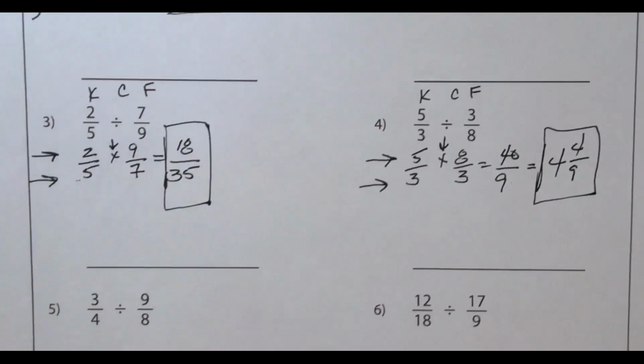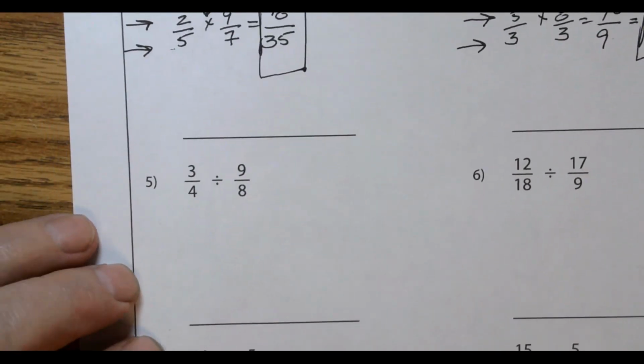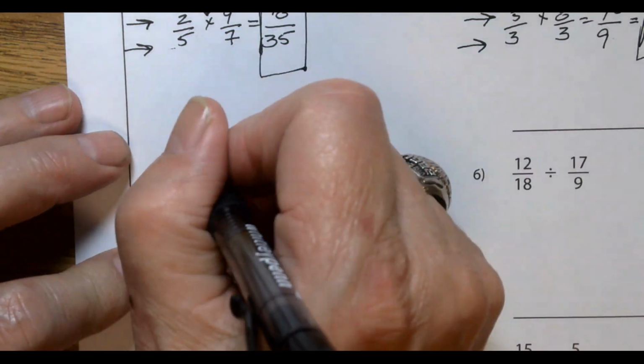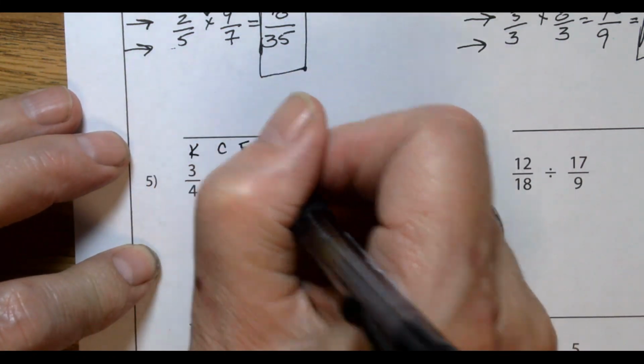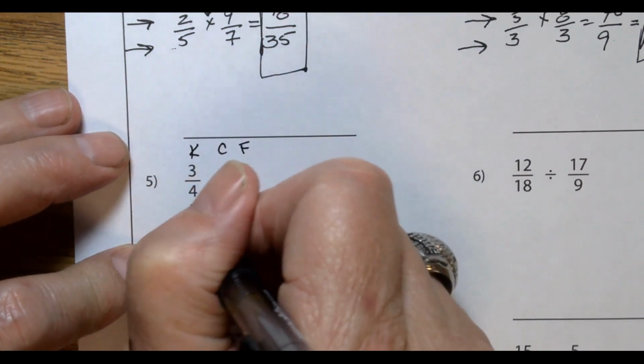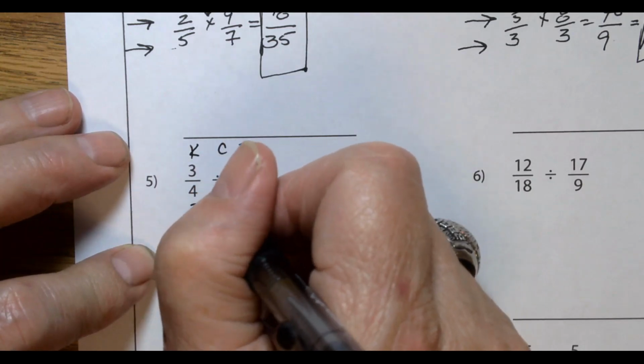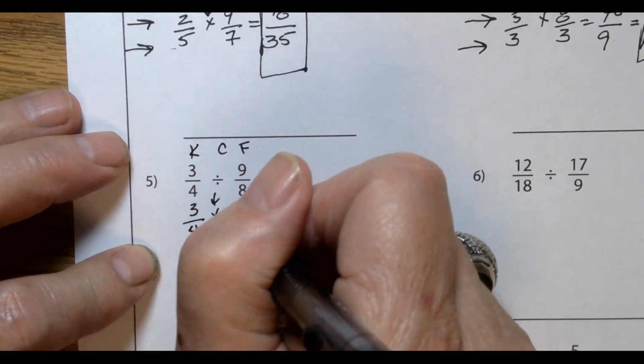Okay, number 5. I got 3/4 divided by 9/8. I'm going to put keep, change, flip. I'm going to rewrite. I'm going to keep this. I'm going to change this to multiplication. I'm going to flip it. I'm going to put 8 on top, 9 on the bottom.